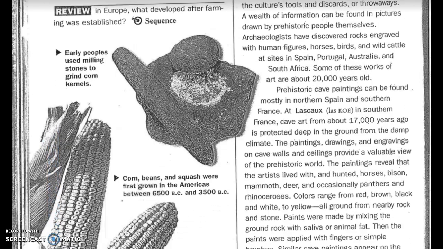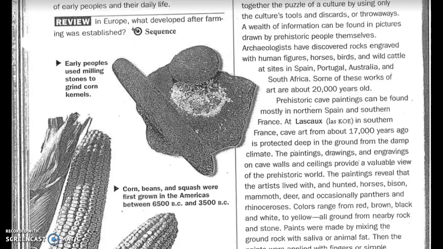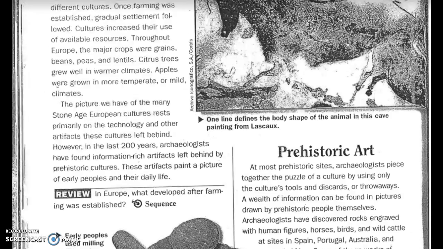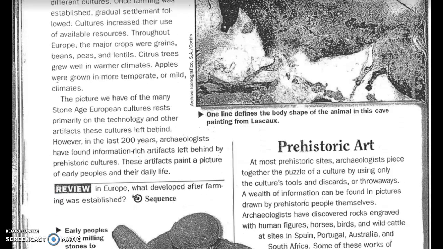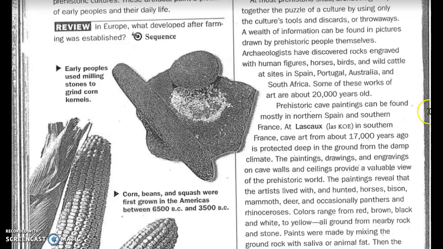Review. In Europe, what developed after farming was established? Sequence. Prehistoric art. At most prehistoric sites, archaeologists piece together the puzzle of a culture by using only the culture's tools and discards, or throwaways. A wealth of information can be found in pictures drawn by prehistoric people themselves.